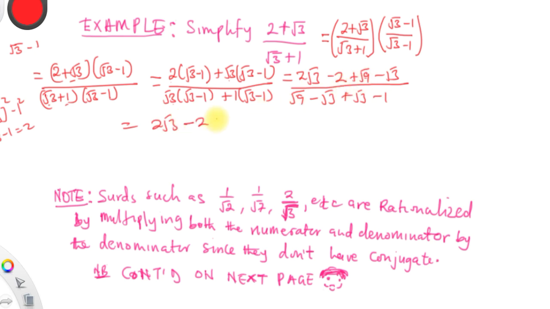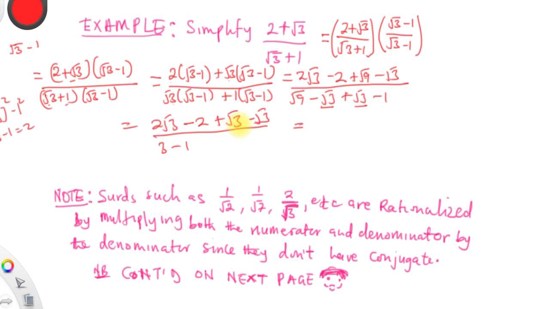Square root of 9 is what? 3 plus 3 minus square root of 3, all over, this is what? This is square root of 9, which is 3. And then you have this one, negative square root of 3 plus square root of 3, go to 0, so you have minus 1. Okay, so this is equal to what?